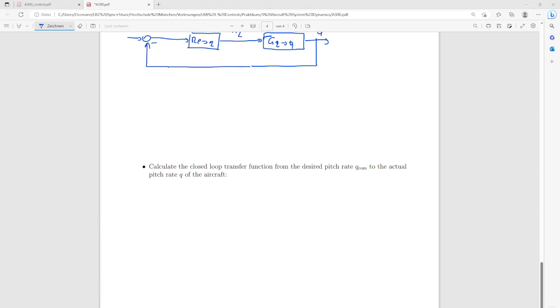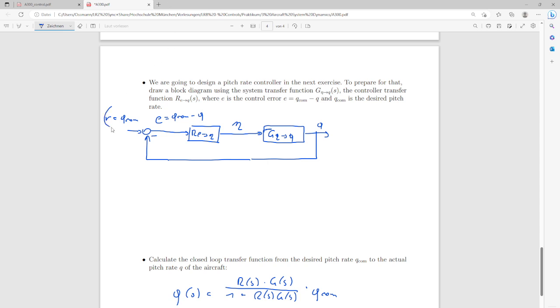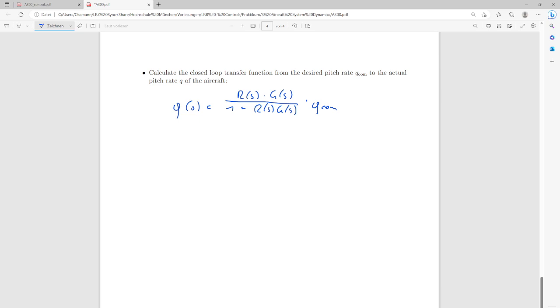Finally, we should calculate the closed loop transfer function, the complementary sensitivity from our reference Q command. So our output Q is nothing but our complementary sensitivity, which is R(s) times G(s) over 1 plus R(s) times G(s), times our commanded pitch rate. So this would be the transfer function going from here, from our reference, to the output Q here. And that's already it for that first part.